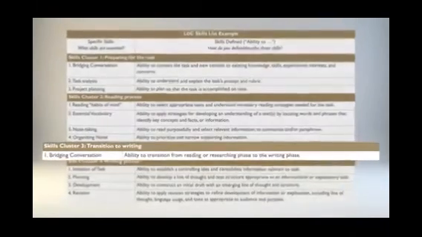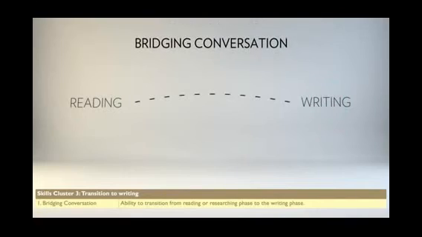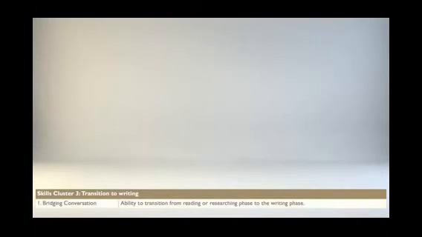Next, students need to transition from the reading phase into the writing phase of the process. This could be accomplished through an activity which helps students to clarify their thinking and articulate their ideas, such as a value line or a discussion around the nature of freedom using a Paideia seminar format. We'll call this a bridging conversation and label the skills cluster Transition to Writing.